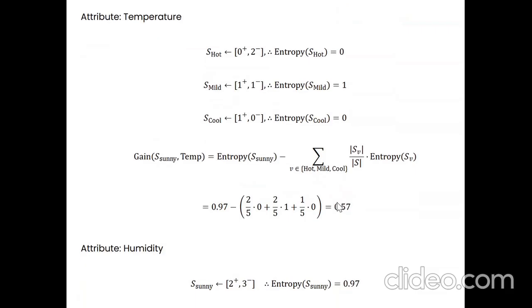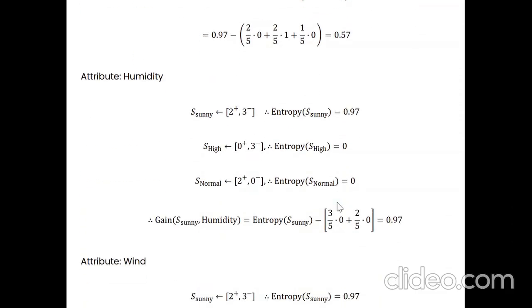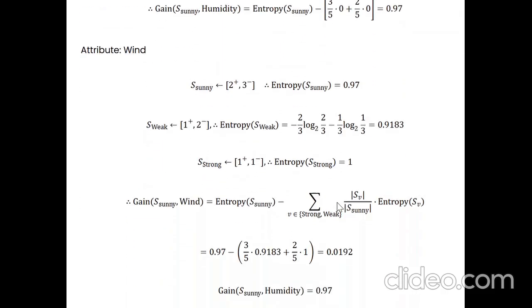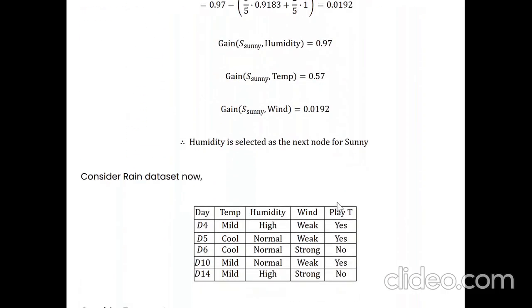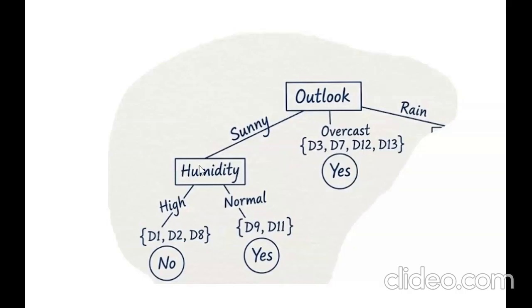So 2 by 5 into 0 plus 2 by 5 into 1 plus 1 by 5 into 0, and the value comes out to 0.57. Similarly, we'll proceed for humidity. We'll calculate gain for humidity, wind, and we'll compare all the gains. Okay, now the highest is that of humidity. So our next node is humidity. So we will add the next node as humidity to the decision tree.